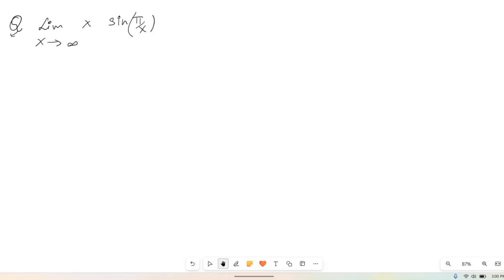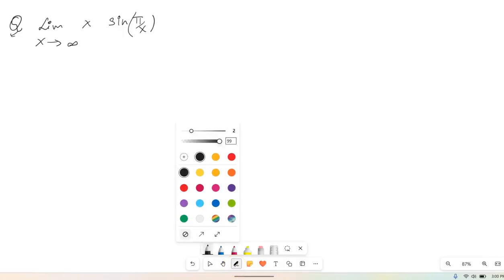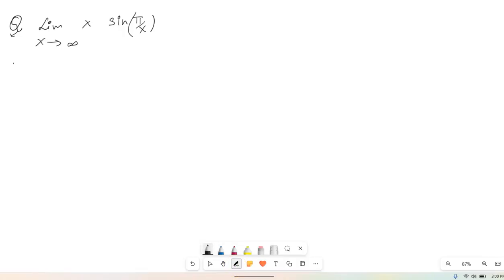Let's work on another example of the limits. Here we have this example: the limit as x approaches infinity of x times sine pi by x. If I try to plug in, x approaches infinity times sine pi by infinity becomes sine of 0. So that is sine 0. So this is an indeterminate form of infinity times 0 type.